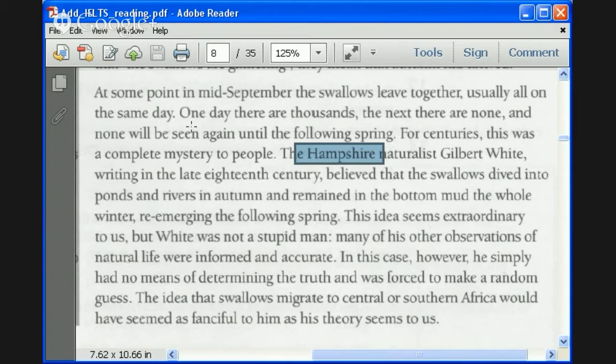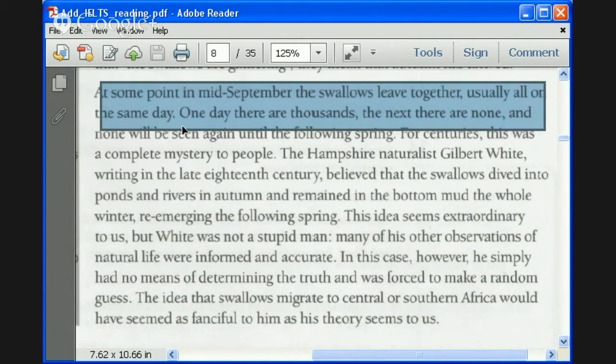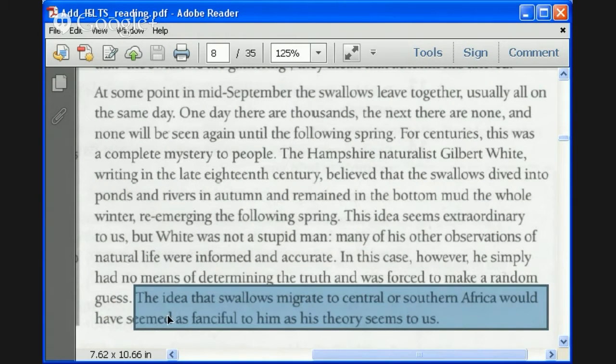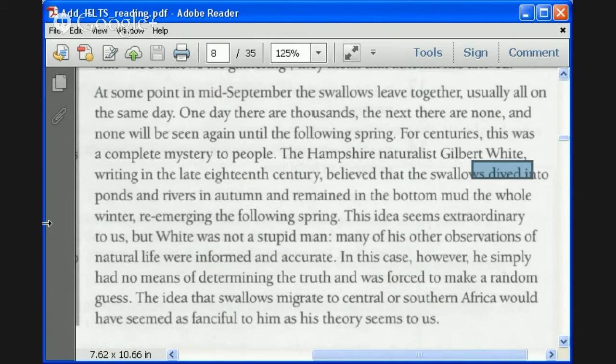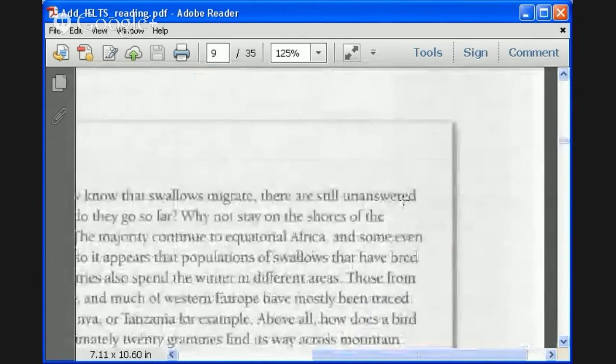For me, the sentence that really sticks out here is a complete mystery to people. Also, you want to look particularly, even when you're skimming, at the first sentence: the swallows leave together, usually all on the same day. And then the last sentence will also often give you a clue: the idea that swallows migrate to Africa would have seemed fanciful to him. They believed that swallows dived into ponds and rivers and remained in the mud in the winter. Well, that's kind of crazy. I think this could be summarized as a complete mystery. It explains how people didn't understand migration.